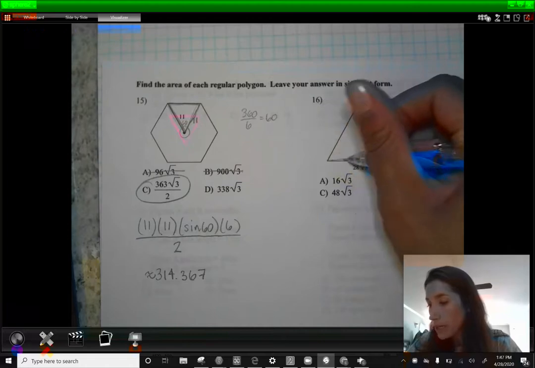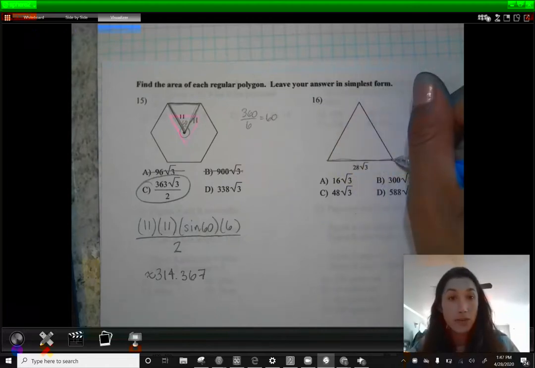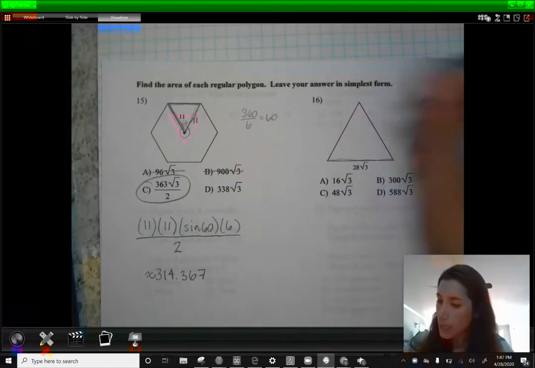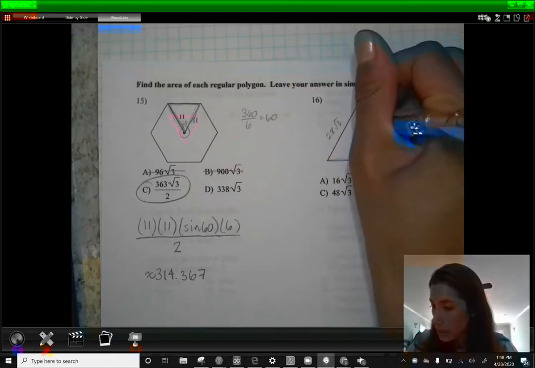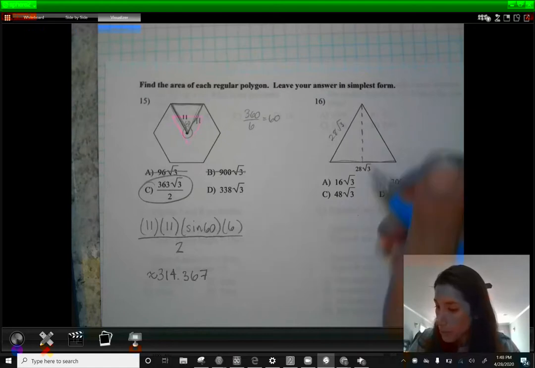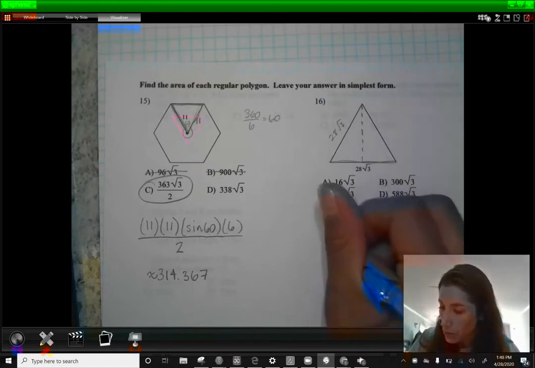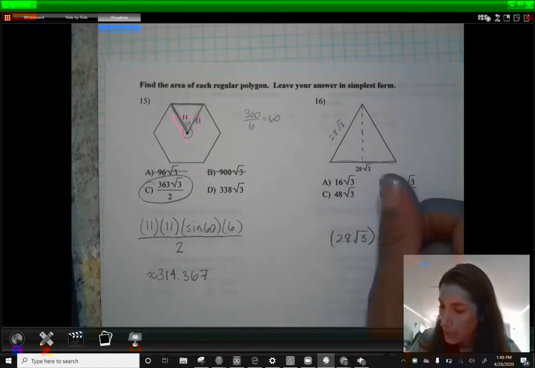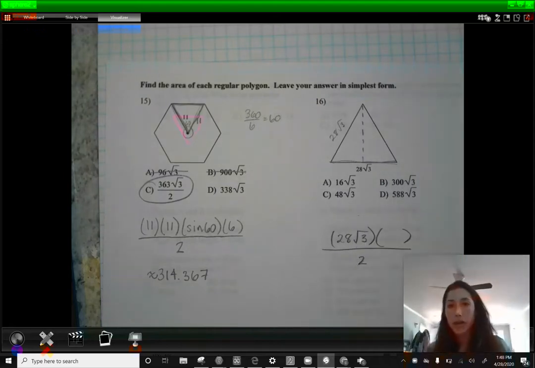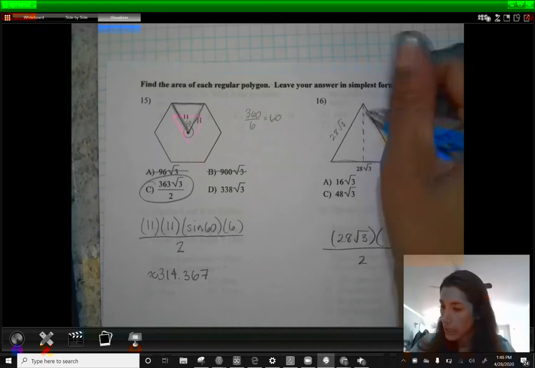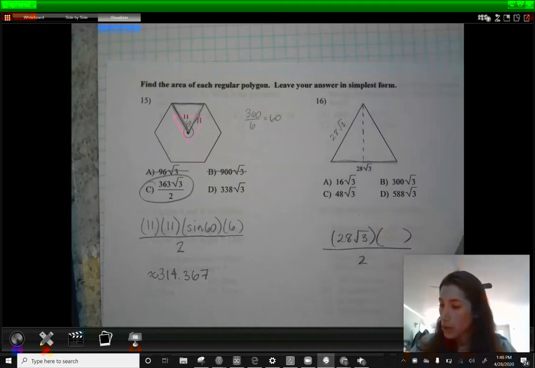So we have a base of our triangle, and it says it's regular, so it's equilateral. That means this side is also 28 root 3. I'm going to draw in a height here. So the base of this triangle is 28 root 3. I need the height, and then I can divide it by 2. So the height is this line here that I drew in.